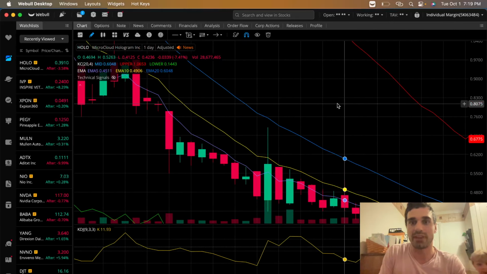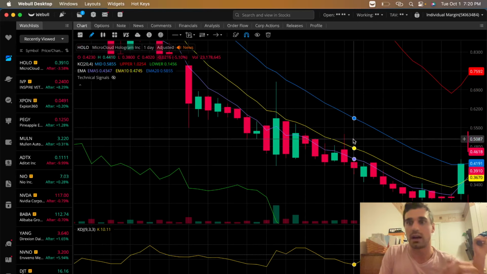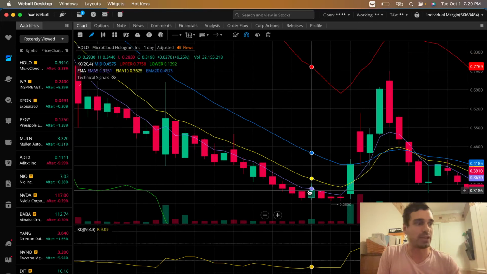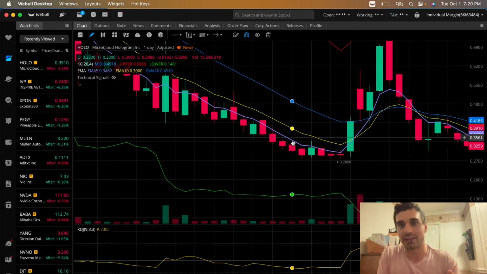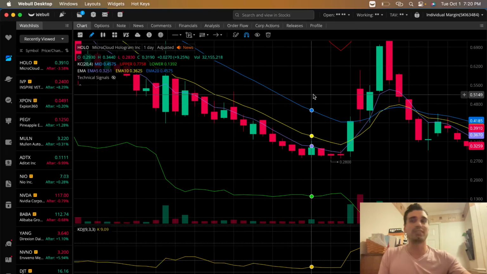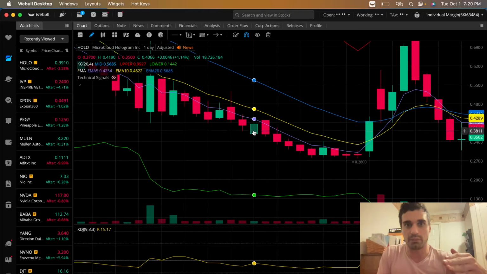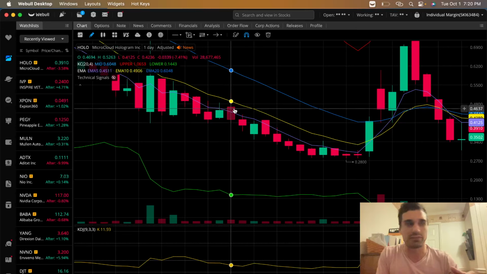But one of my favorite entries was when price was way down here. We had massive time distance away from the EMA 20, and then we had time distance away from the EMA 5. So when I say time distance, for example, you see how price is always correlated to the EMA 5.